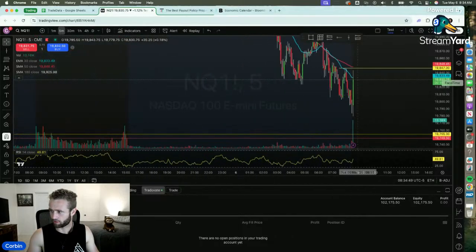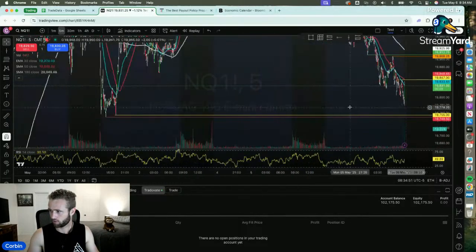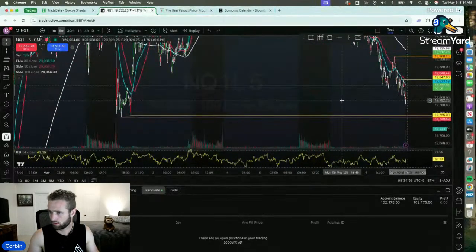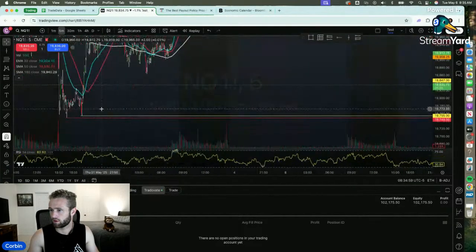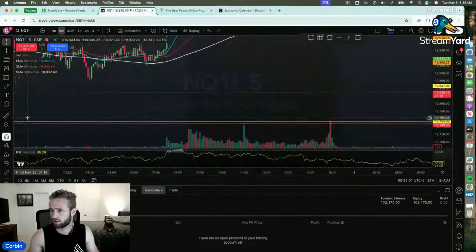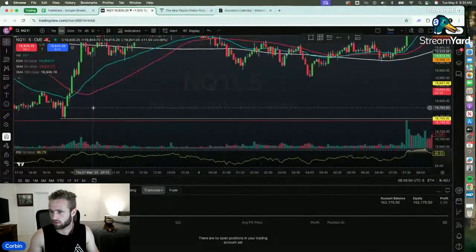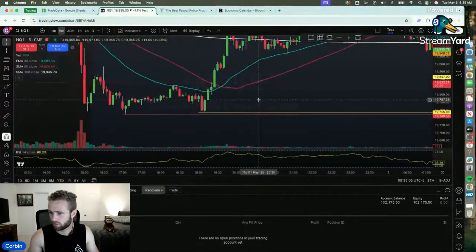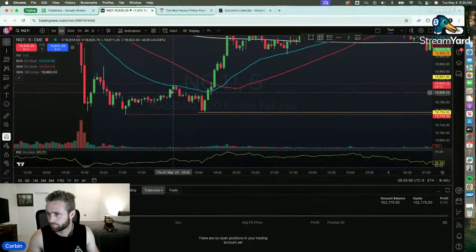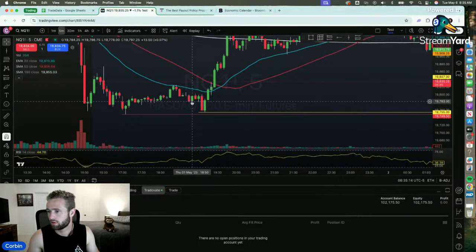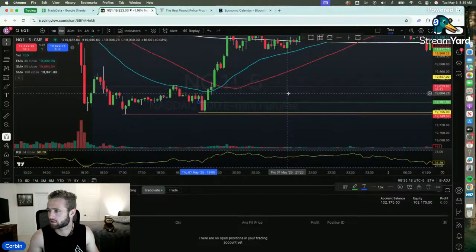But it never came down and swept any liquidity, did it? I don't know if there were any highs or lows down here. That was a low, but it had made lows before that. So I'm just going to mark this and see where it was.